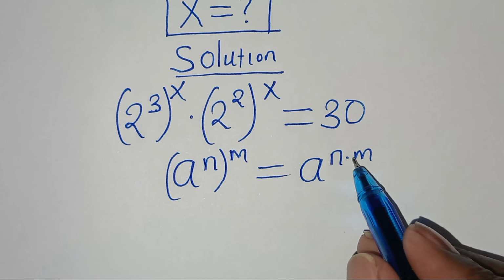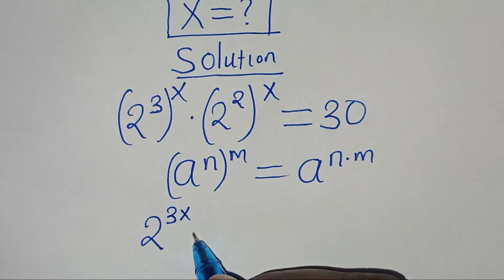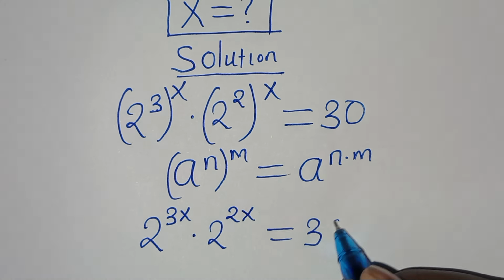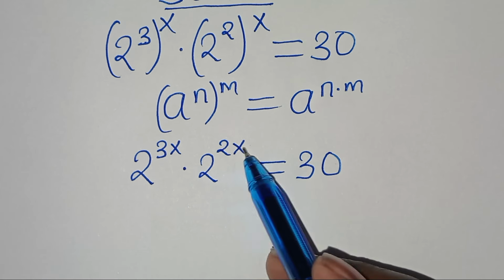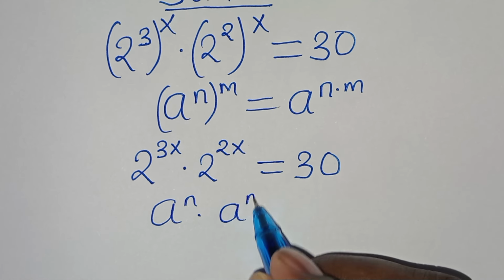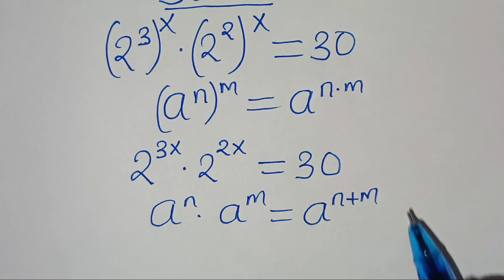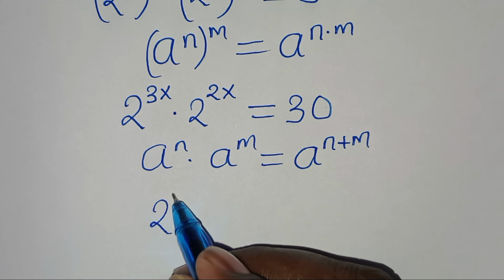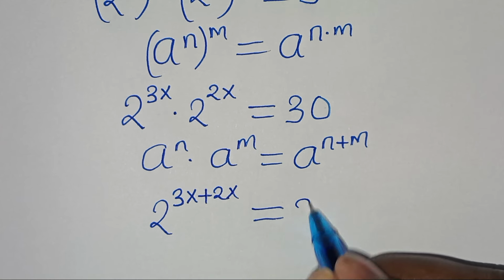Applying this exponent property, then this means we have 2 to the power of 3x multiplied by 2 to the power of 2x. This is equal to 30. Now, 2 to the power of 3x times 2 to the power of 2x, this is in the form of a to the power of n times a to the power of m, which we can express as a to the power of n plus m. Applying this exponent property, then we have 2 to the power of 3x plus 2x. This is equal to 30.